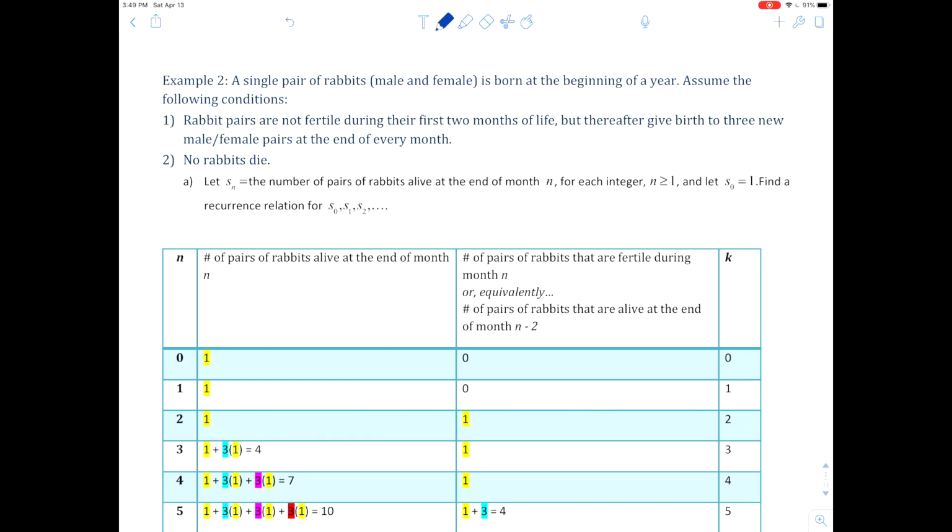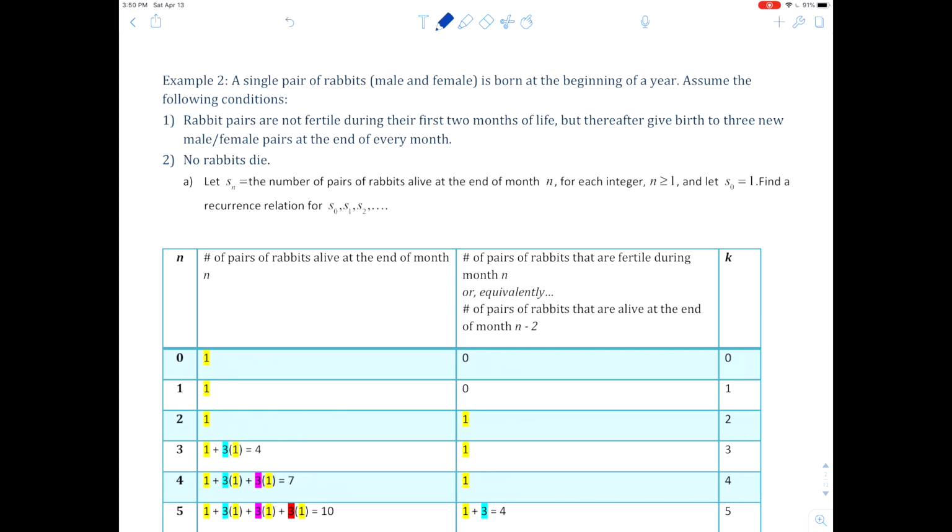In this example, it's a take on something called the Fibonacci sequence. So we've got a single pair of rabbits, male and female, and this pair is born at the beginning of a year. So assume the following conditions. Rabbit pairs are not fertile during their first 2 months of life, but thereafter give birth to 3 new male-female pairs at the end of every month.